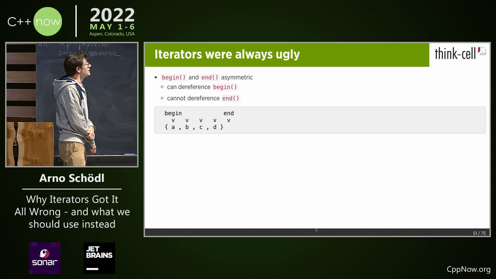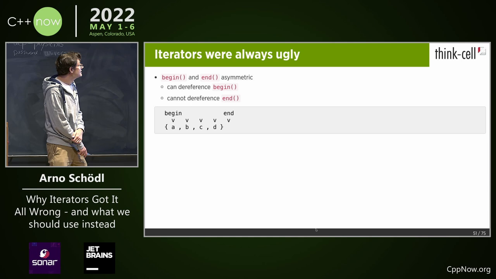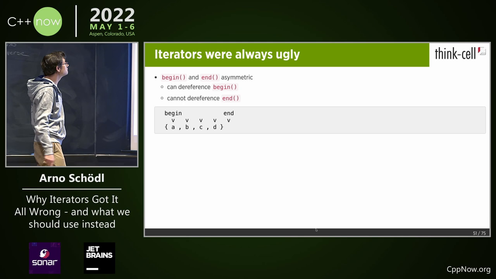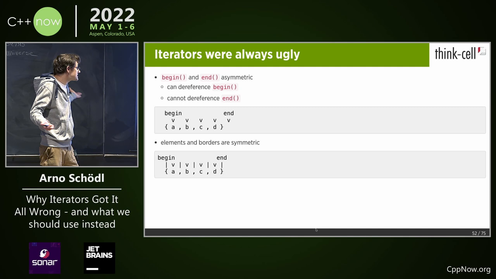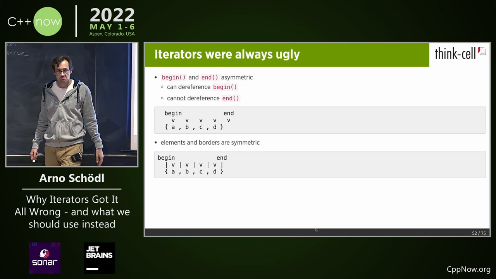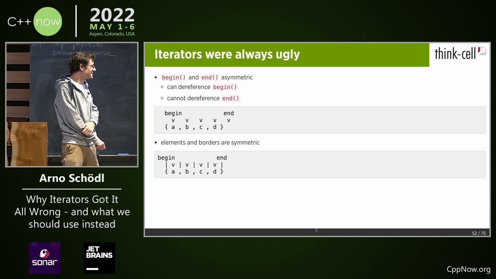And let's face it, iterators have always been ugly. You can dereference begin, you cannot dereference end, and if you paint a picture, it's the skewed thing where the begin is here, but the end is like falling off of the end. Now, if you would do elements and borders, you get something that's nice and symmetric. You have the beginning and the end, and the begin is right here, that's a border. The end is a border at the very end, and you have the elements in between. Sure. Looks nice, at least. Let's see where this goes.